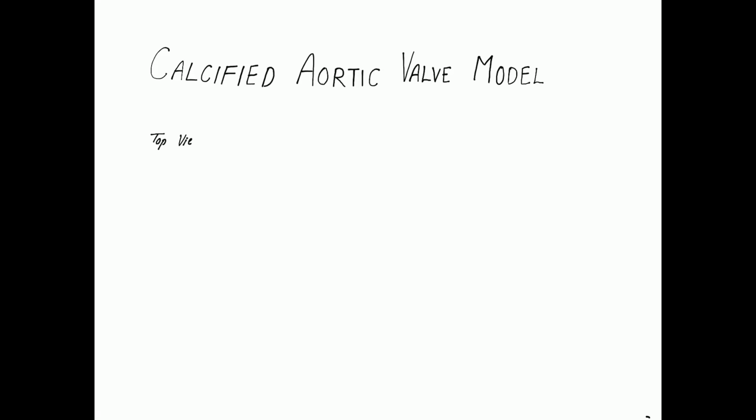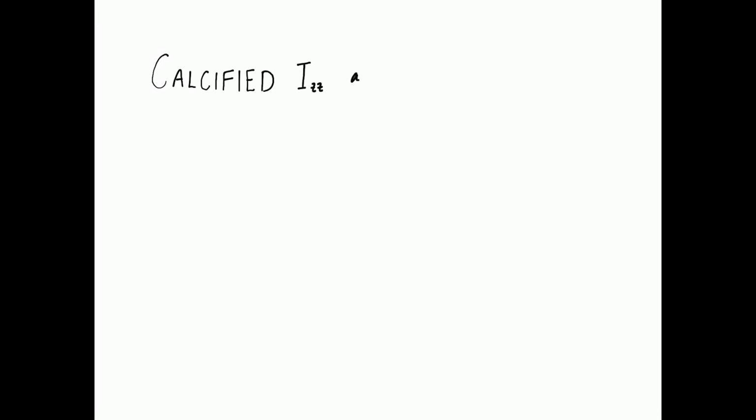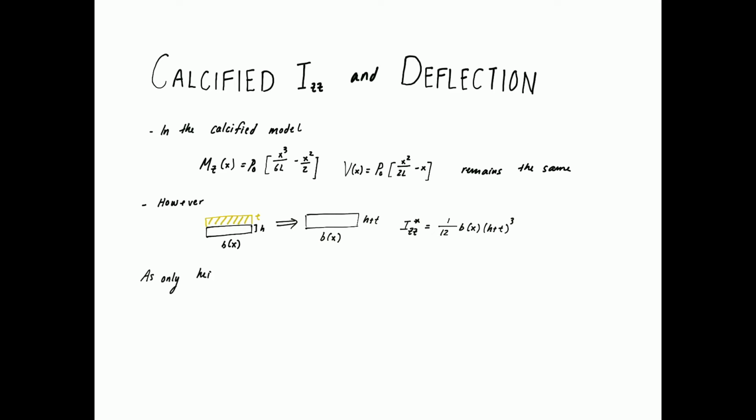Our model for the calcified leaflet is similar to that of the healthy leaflet, only with a uniformly increased thickness across the body of the valve. Assuming the calcification layer does not change the Young's modulus, because the only difference between the two models is thickness, it follows that the form of the displacement function solution must be the same.